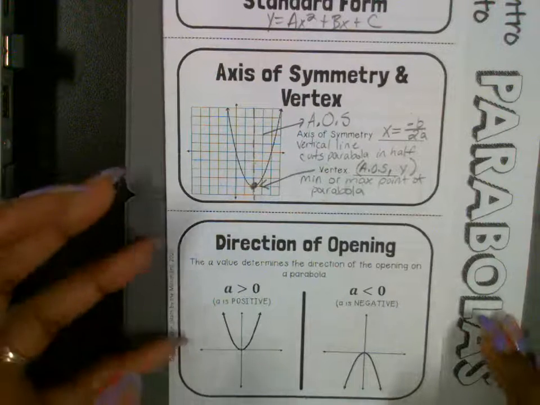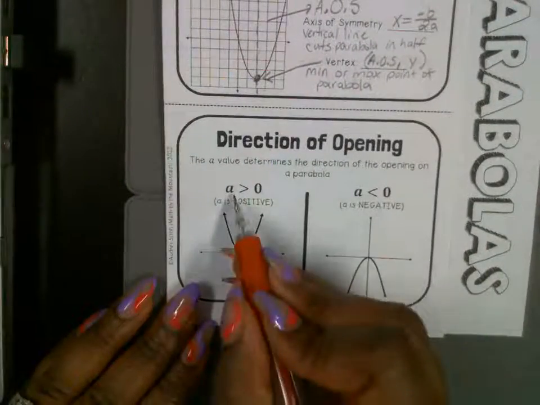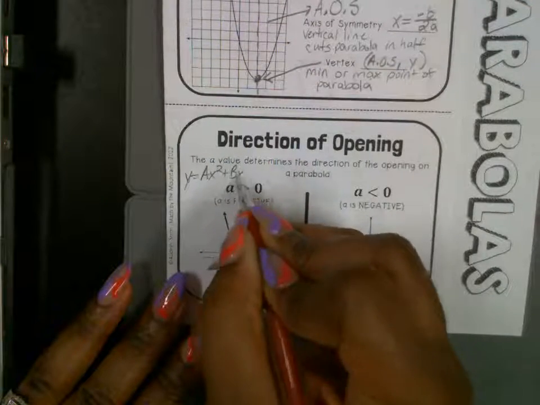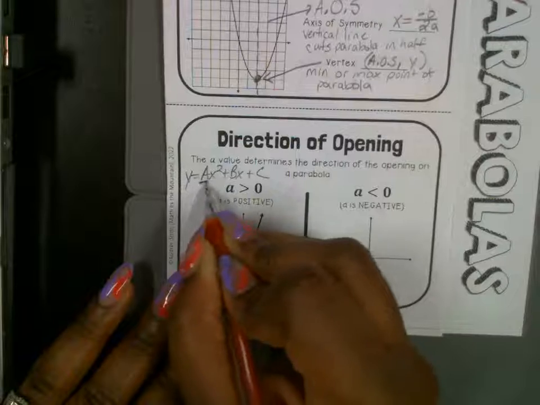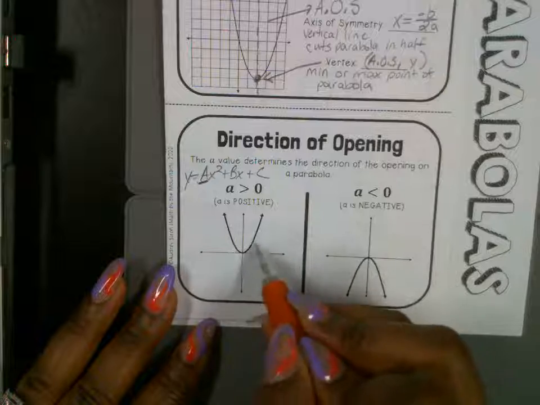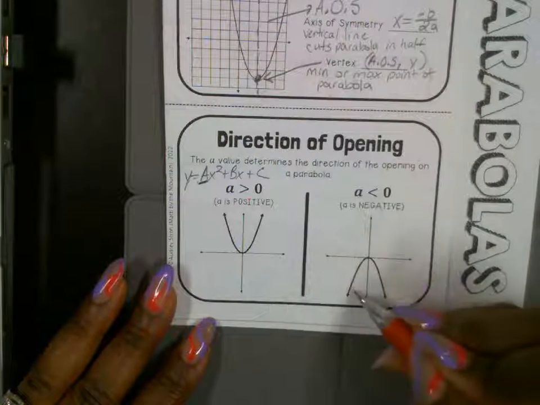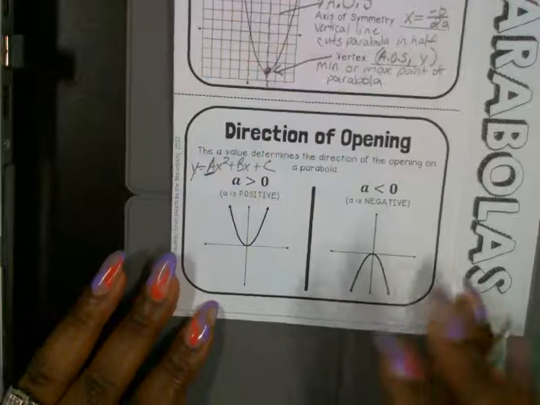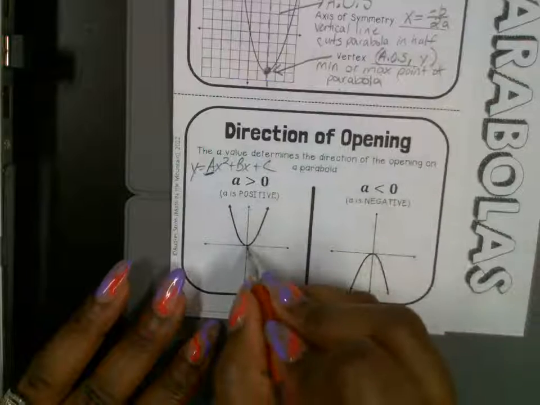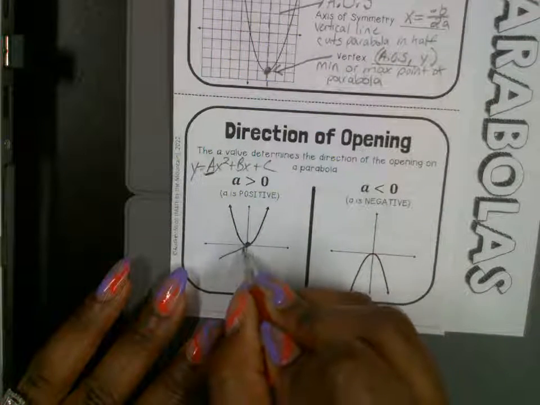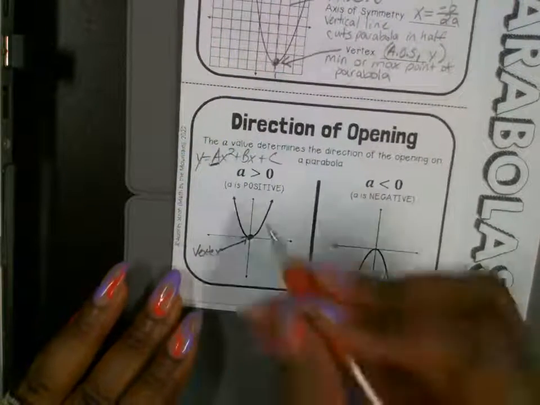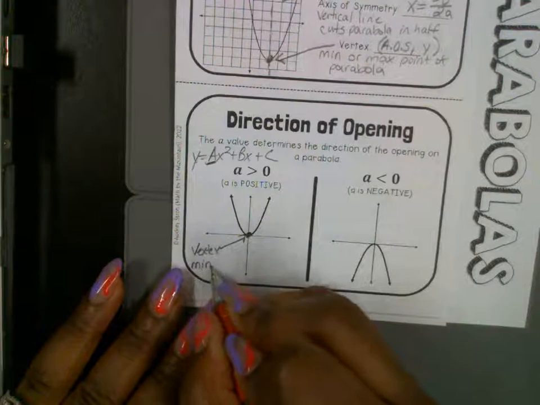Okay, let's look at the direction. Remember, y is equal to ax squared plus bx plus c. This is what they're talking about. If this a is positive, the parabola goes up. If the a is negative, the parabola goes what? Down. Okay. The line that cuts the parabola in half is called the axis of symmetry. This point is the lowest point. This is called my vertex. And since it's the lowest point, it's also called my minimum value.